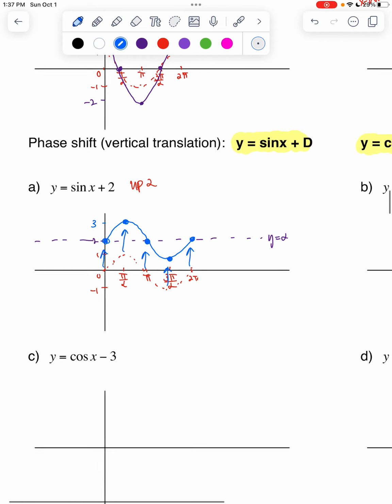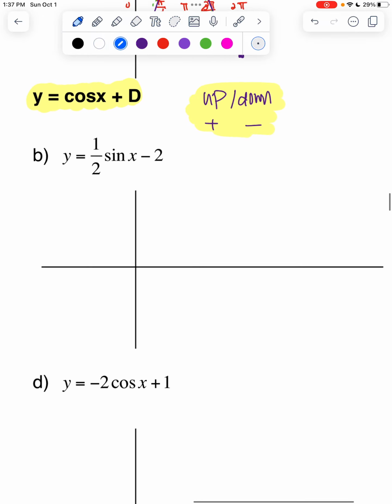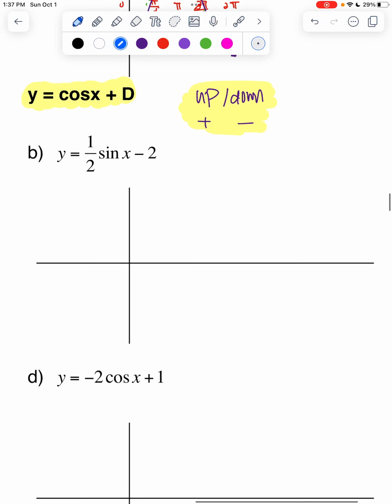All right, moving on for B. So B has 2 different things going on. First, I'm going to say that we're going to go down 2 for a vertical translation, and then also we are dealing with an amplitude of 1/2. So again, I'm going to start by graphing my parent function.